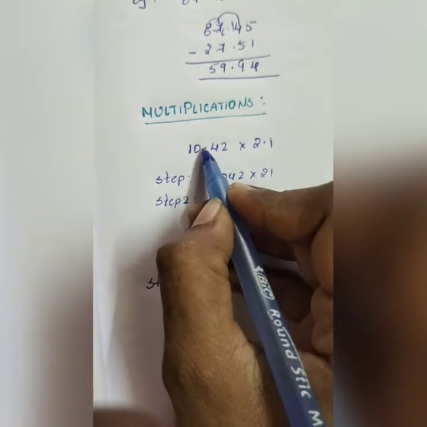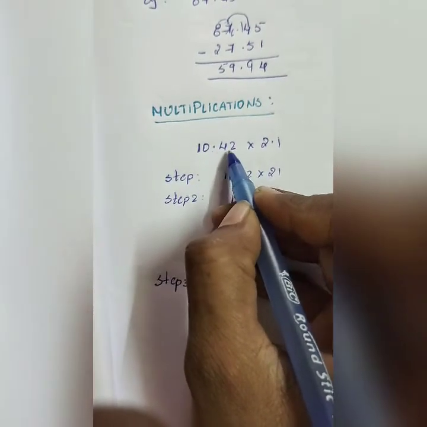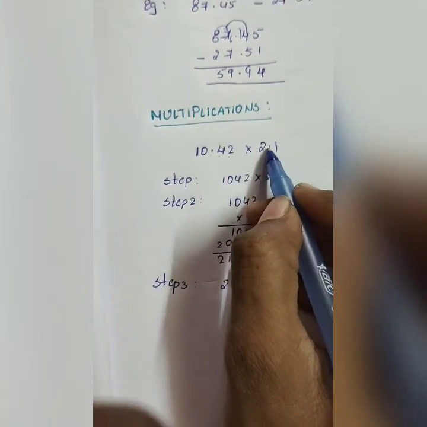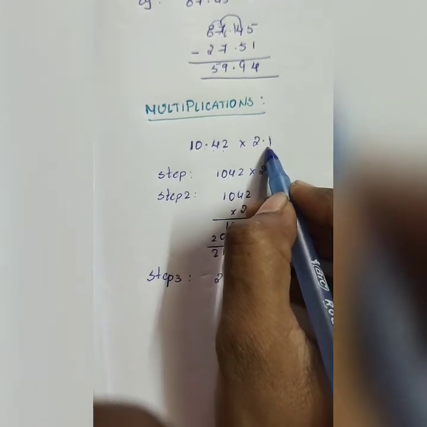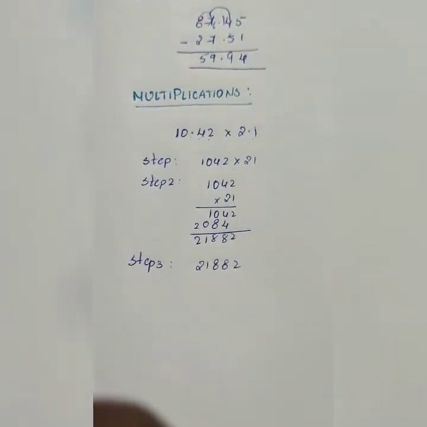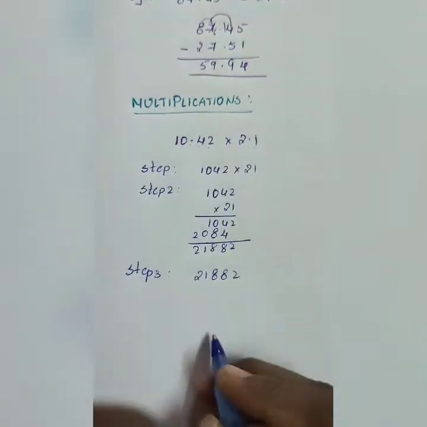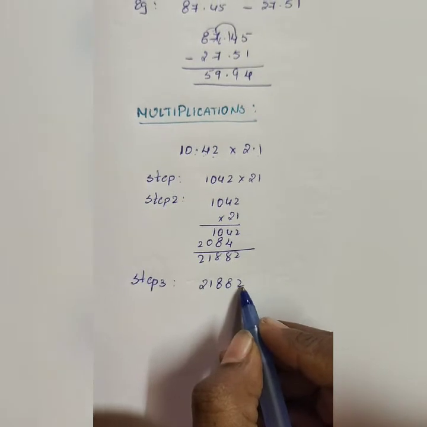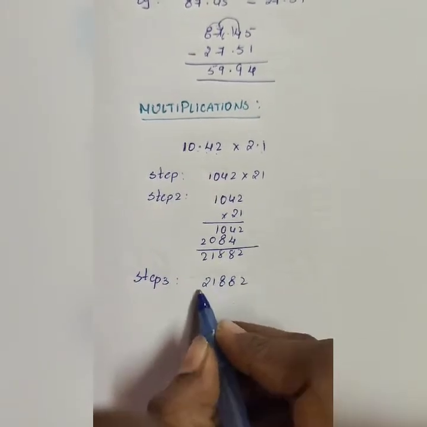See, here after the decimal point, how many digits? 1, 2. In this, after the decimal point, how many digits? 1 digit. So 1, 2, 3. So overall, how many decimal digits are there? 3 decimal digits. So now what you have to do is keep the decimal point in the answer.